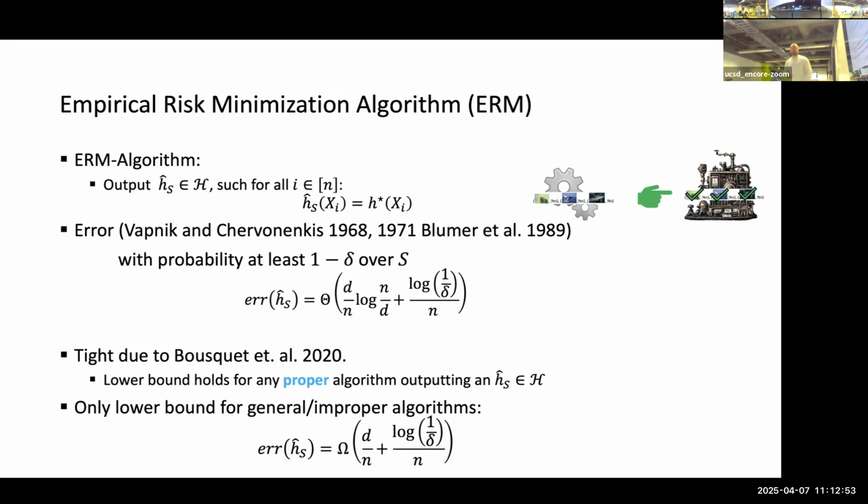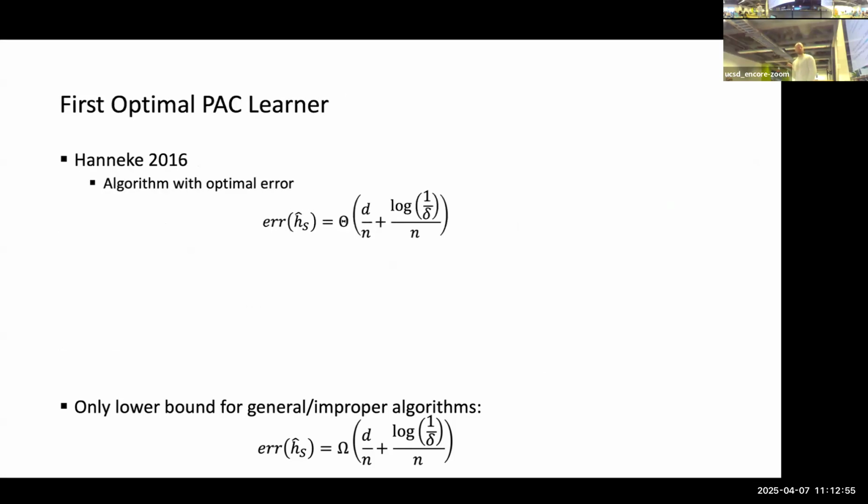And this gap was actually around for a very long time, until work by Steve Hanneke in 2016. He gave the first algorithm that has this optimal error of d over n plus log 1 over delta over n. So it's a really nice result. And I'll try to show you what the algorithm does. I won't go into the analysis, I'll just sketch what it looks like in this example here.